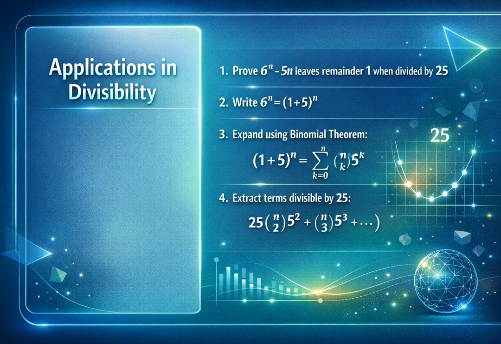The binomial theorem helps prove divisibility. For example, proving 6 to the n minus 5n leaves remainder 1 when divided by 25. Write 6 to the n as (1 plus 5) to the n. Expand using the binomial theorem. Extract terms divisible by 25. The remainder is indeed 1.